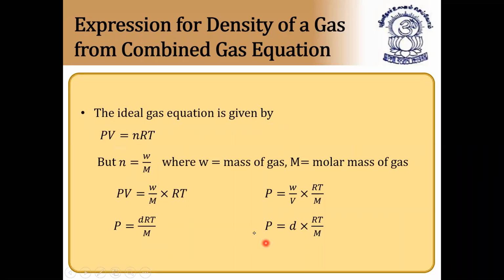So, density of a gas. As I derived this, PV is equal to nRT, n is equal to W by M, where W is the mass of the gas and M is the molar mass of the gas. So PV is equal to W by M into R into T, and W by V is equal to D. So P is equal to DRT by M. We can write W by V is equal to RT by M. This we have already derived in this class.